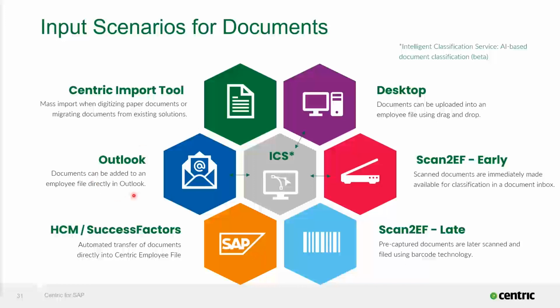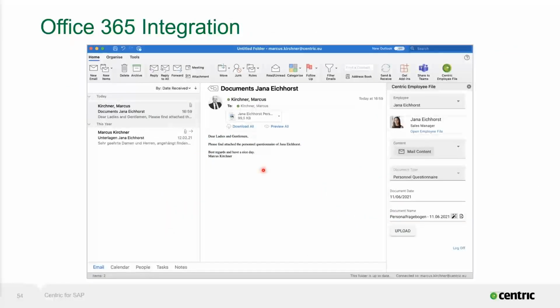And the last part is our Outlook add-in. I can show you a screenshot as well. So if you are using Office 365, it is really easy and intuitive just to open Centric here in your Outlook client, and then this feature here on the right side opens, and then you can select the employee directly. You can select if you want to upload the mail content or the actual document being attached. You can select again the document type, press upload, and then the document is automatically uploaded into Centric Employee File.